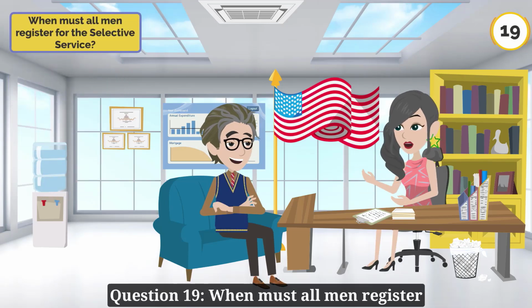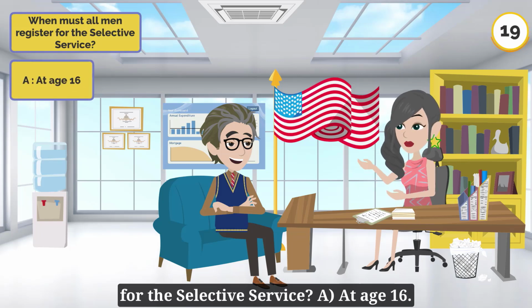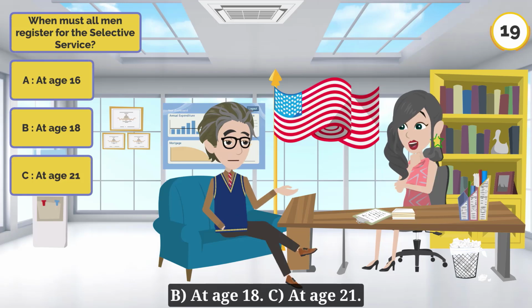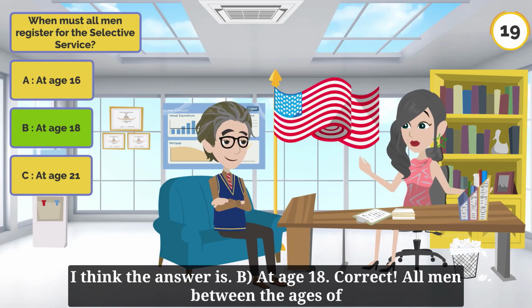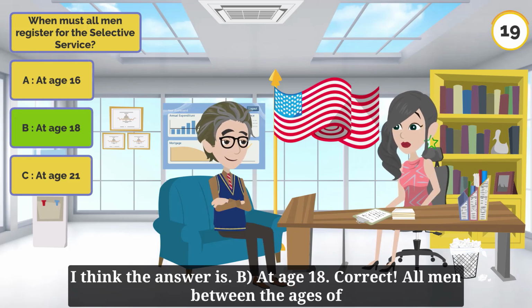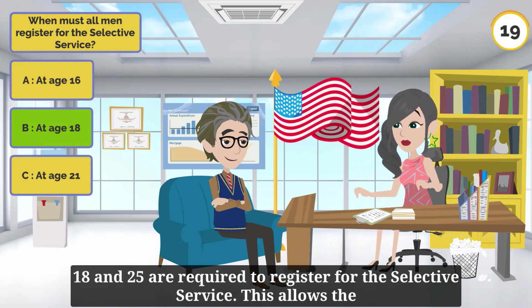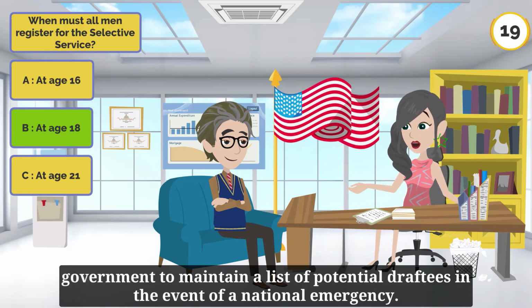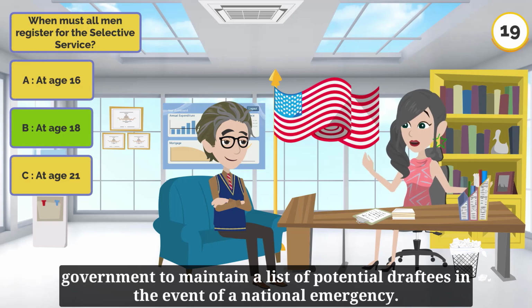Question 19. When must all men register for the Selective Service? A. At age 16. B. At age 18. C. At age 21. I think the answer is B. At age 18. Correct. All men between the ages of 18 and 25 are required to register for the Selective Service. This allows the government to maintain a list of potential draftees in the event of a national emergency.